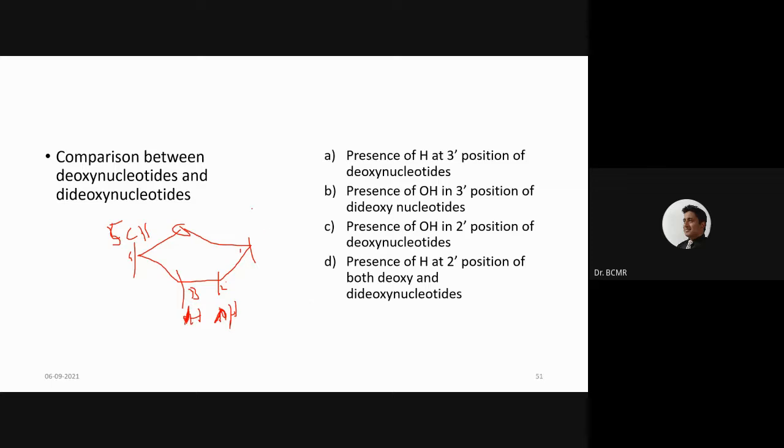So what is common between deoxy and dideoxy is that there is H at both the 2 prime and the 3 prime position. So yes, sir, that's option D. That's what I was about to say. Yes. Is there any other option?